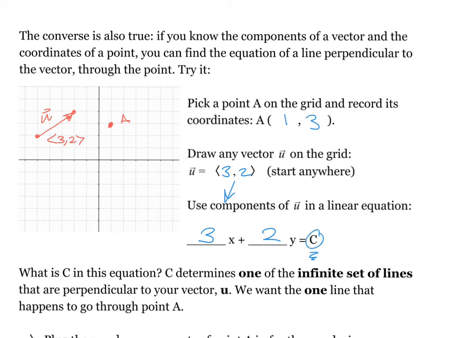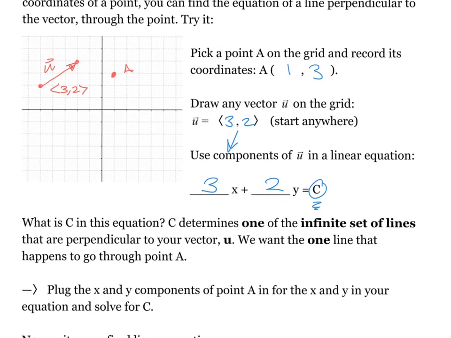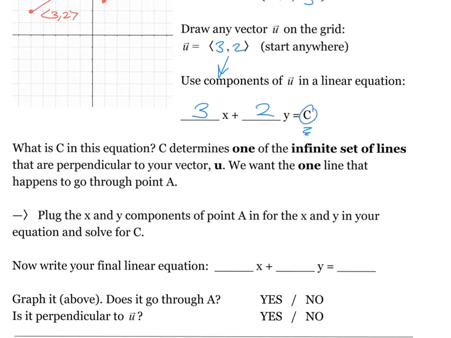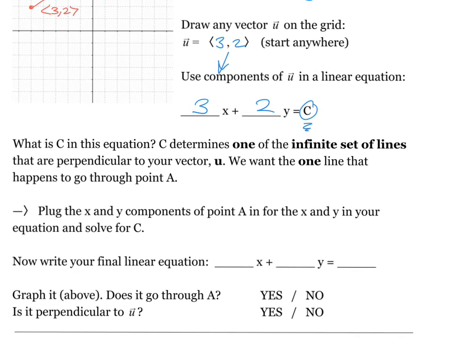So what is the c in this equation? Well, we want, in this case, the one line that happens to go through point A. So what we're going to do is we're going to plug the x and y components of point A into the x and y in our equation, and we'll solve for c.